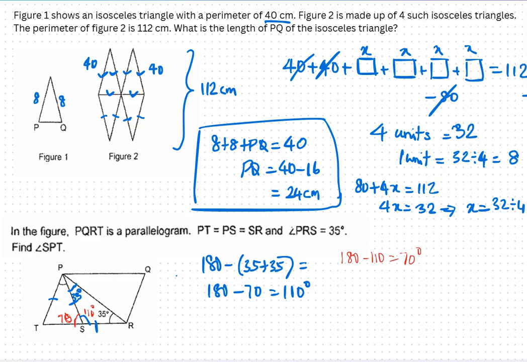Now, if this is 70, what do you think this angle over here is? This is an isosceles triangle, so this again has to be 70. And if this is 70 and this is 70, what do you think this angle over here is? That should be 180 minus 70 plus 70, which is 180 minus 140. That is equal to 40 degrees. So angle SPT is equal to 40 degrees. That's the answer.